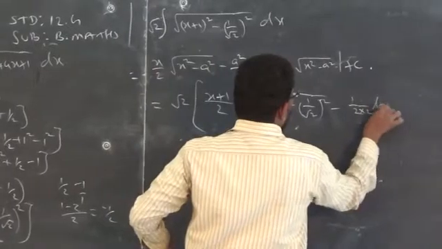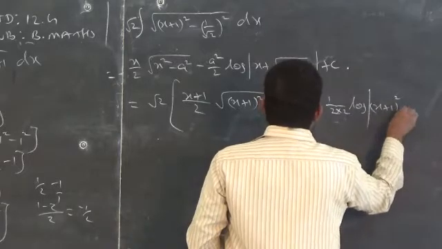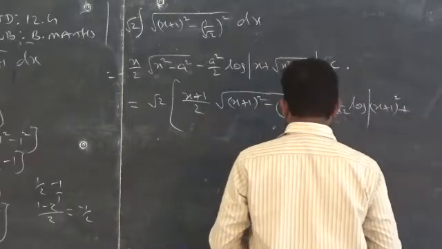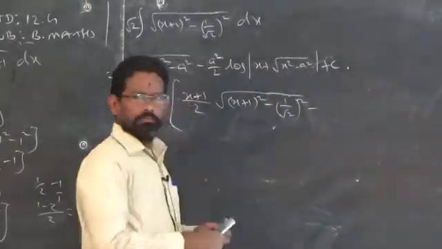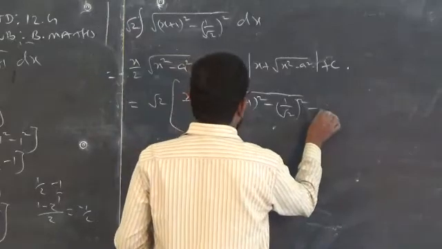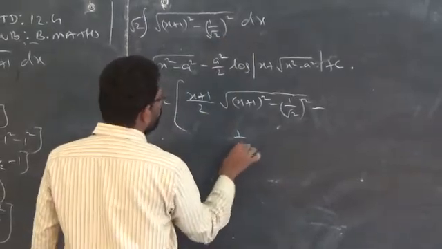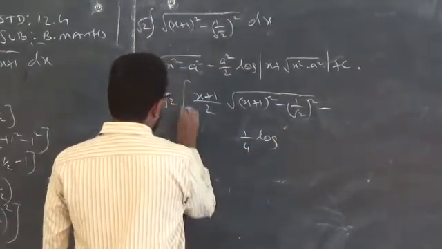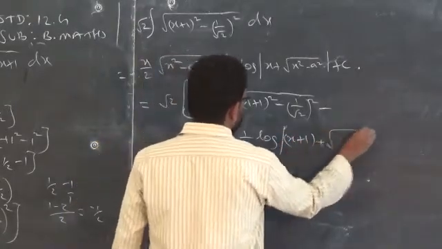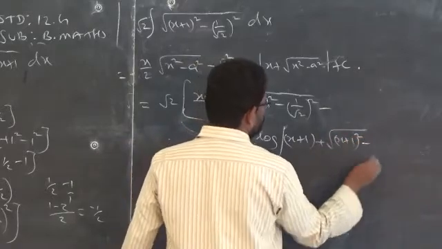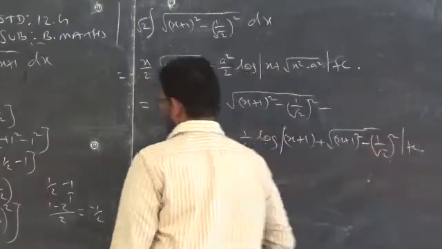So log of modulus (x plus 1) the whole square plus... I will write down these steps because we are going a little longer... minus, I write down a is 1 by 2, that is 1 by 4 log modulus x plus 1 plus square root of (x plus 1) the whole square minus (1 by root 2) the whole square plus c. Then after that you can simplify.